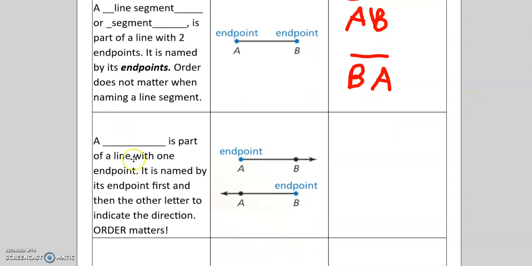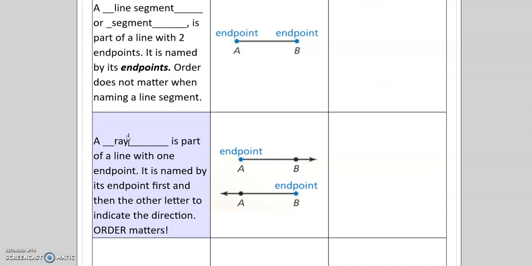The next vocab word is something called a ray. A ray is again part of a line, but now it just has one endpoint. So notice how both of these rays have one endpoint, but then it goes on forever, and there's an arrow indicating which direction it goes on forever.